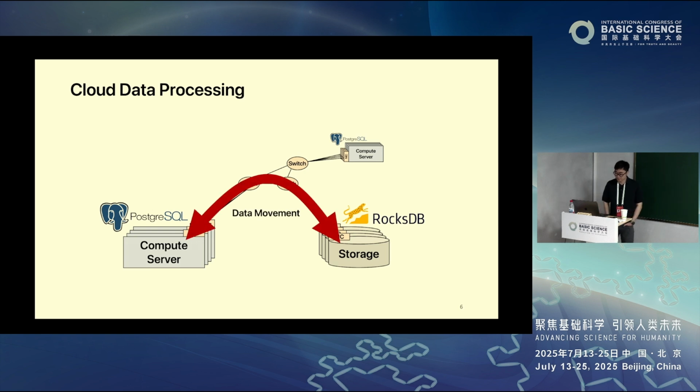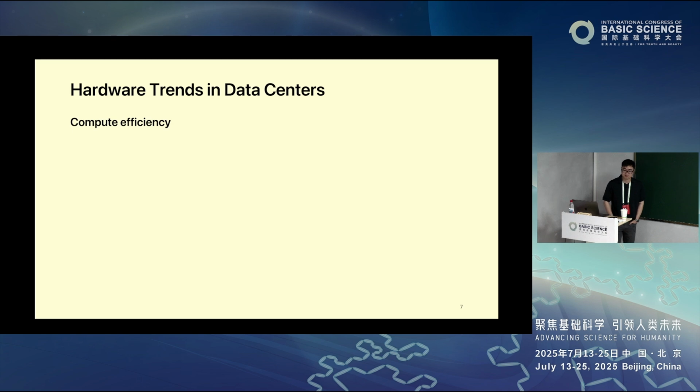And when the compute engine executes queries or transactions, the data has to be moved from the storage to the compute side, and this is what we call data movement over the network. During distributed query processing, we also need to move data across compute servers. And this data movement is the performance bottleneck in large-scale data processing in data centers. It's simply very expensive.